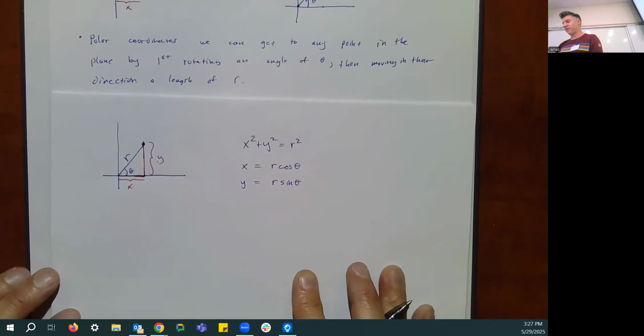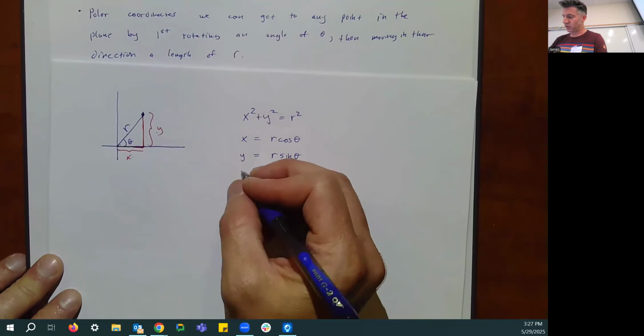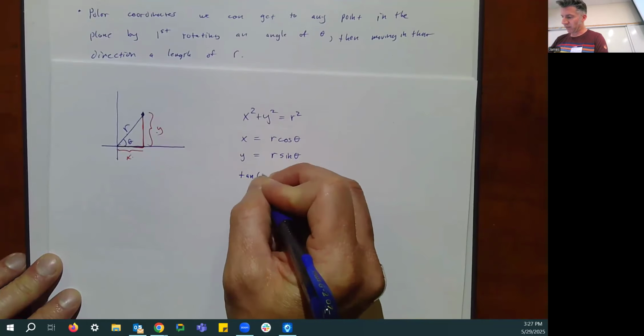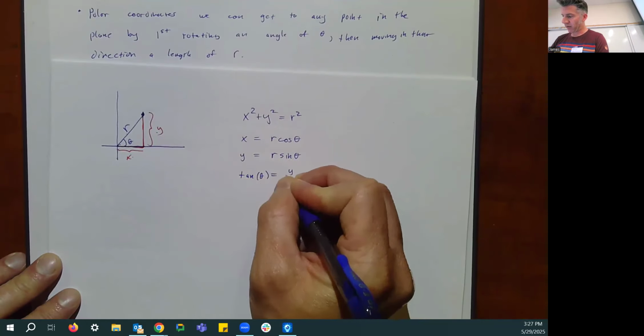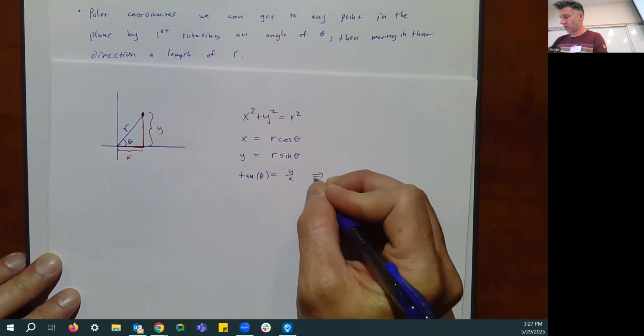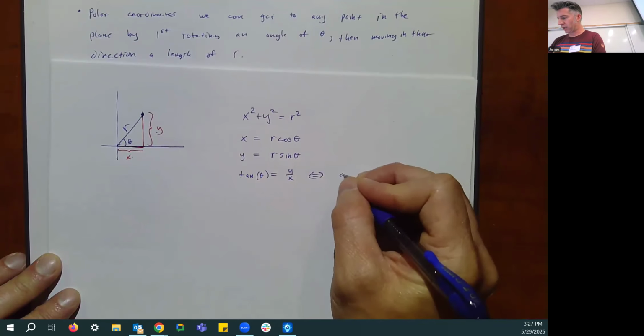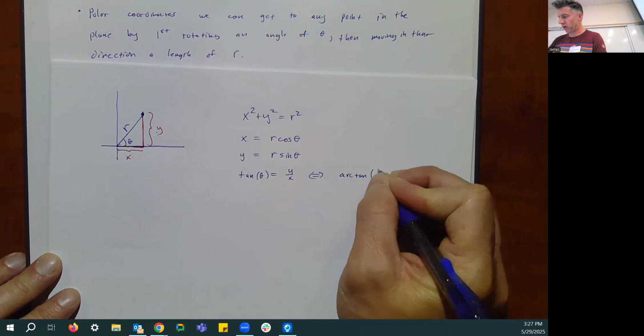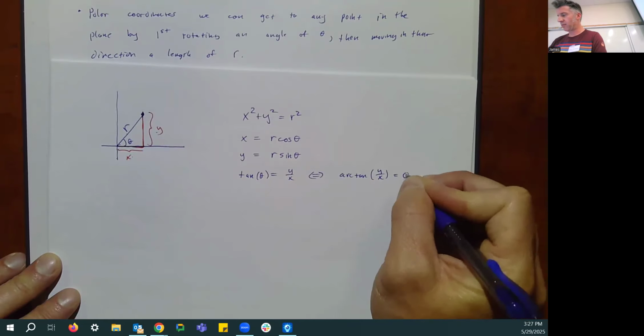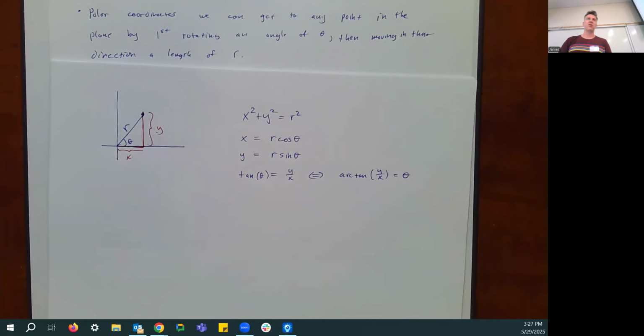And this last one, I feel like we don't use all that much, but it's also true. The tangent of theta is equal to y over x, or somewhat equivalently, the arctangent or inverse tangent of y over x is equal to theta. Although you have to be careful here because arctangent only spits out angles between negative pi over 2 and pi over 2, or negative 90 degrees and positive 90 degrees, where your angle could be an angle that was in quadrant 2 or 3. So we'll talk about that a little bit more as we go along here.